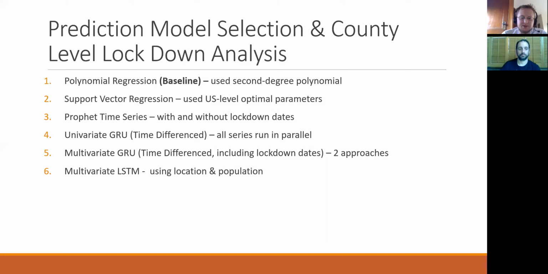Both of the following GRUs use time difference data, meaning we fed them the growth in cases by day as opposed to raw counts. We tried a univariate model where all time series were fed at the same time, meaning the model took in all counties at once in parallel, spitting out all forecasts at once, 7 predictions for each county. We then tried using state-level quarantine order data in 2 different representations/architectures to build the models.